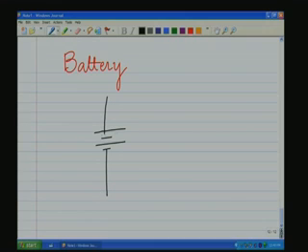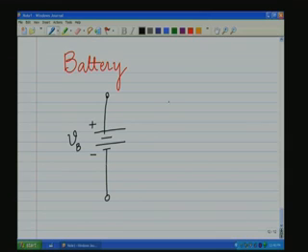It has a series of long and short horizontal lines and two terminals here, which are the terminals to which the external circuit is connected. The long line is positive or the anode, the short line is the cathode or the negative terminal, and we represent the voltage value of the battery by VB. So, this is the symbolic representation of an ideal battery.